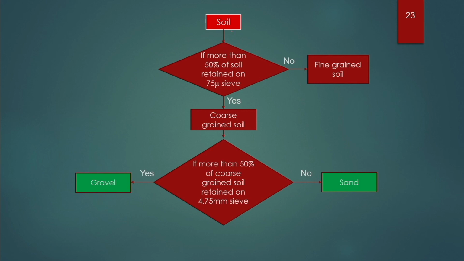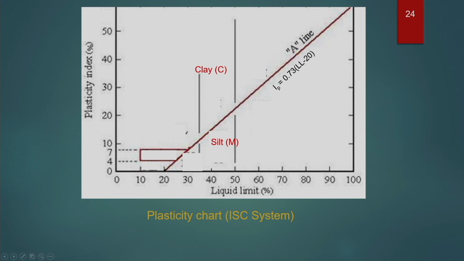If more than 50% of the soil is retained by the 75 micron sieve, if yes, it is a coarse grained soil. If no, it is a fine grained soil. If coarse grained soil, if more than 50% of the coarse fraction is retained by the 4.75 mm sieve, it will be gravel. If no, it will be sand. This is a plasticity chart, which we will be using to know whether it is a silt or clay.